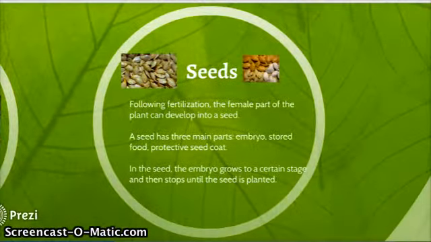So after fertilization happens, the female part of the plant can now develop into a seed. And the seed has three main parts: the embryo, the stored food, which feeds the embryo, and the protective seed coat, which protects the seed and the embryo from outside things. In the seed, the embryo grows to a certain stage and then stops until the seed is planted.